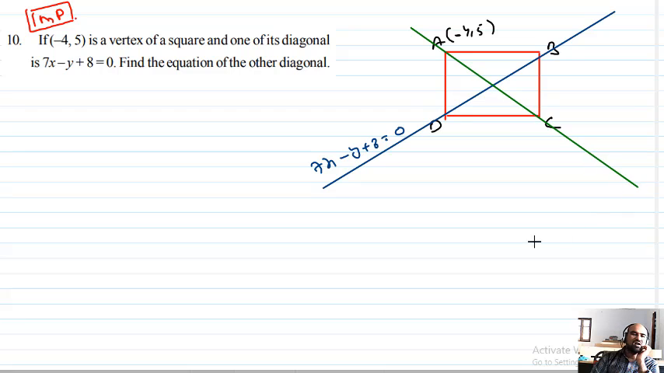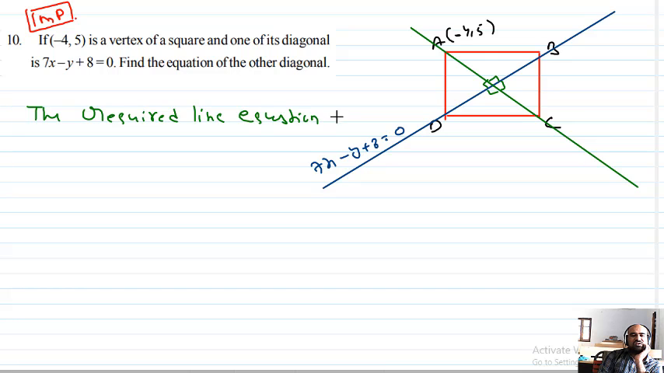Observe. On AC we have the point minus 4 comma 5. To find the equation of AC we need one more thing, a point on that line or its slope. Its slope we can find because diagonals are perpendicular. From this you can find the slope of BD. The equation is given. From that you can find the slope of AC. With point and slope form you can find the equation of AC. Okay. The required line equation is AC.